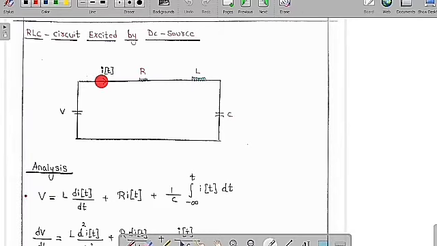So now we are going to study some important concepts: suppose an RLC circuit is excited by a DC source. See what is going to happen if we excite an RLC circuit by a DC source of voltage V. Then I am going to assume that the current in the circuit is I of t. So now I am going to do the analysis of the circuit. The supply voltage is equal to the voltage drop across the resistor, R into I of t, plus the voltage drop across the inductor, L into di of t by dt, plus the voltage drop across the capacitor, 1 by C into the integral from minus infinity to t of I of t dt.